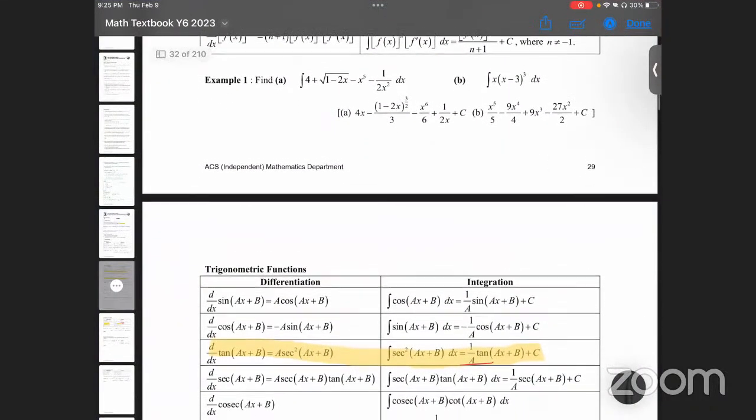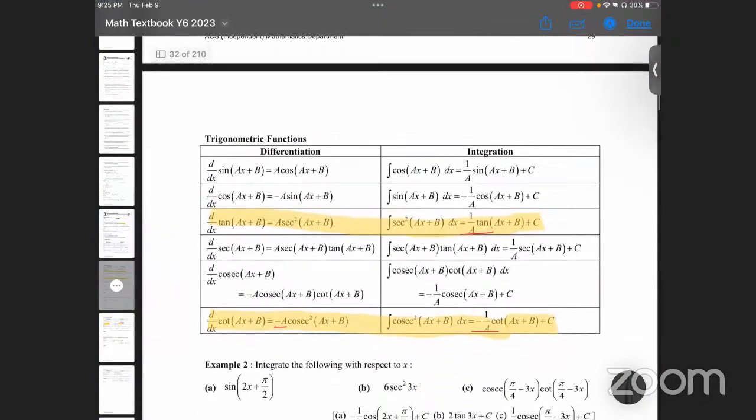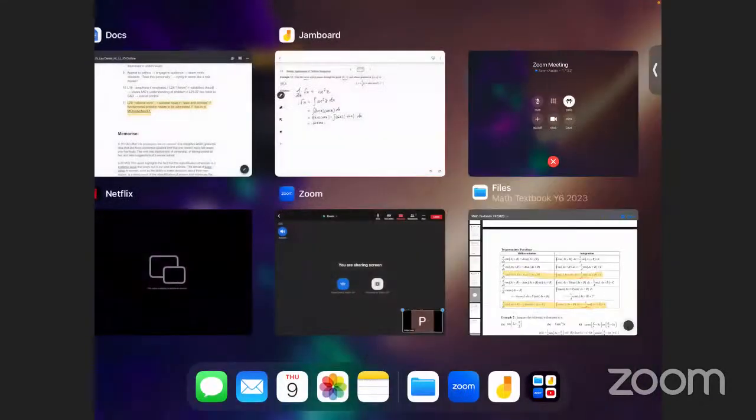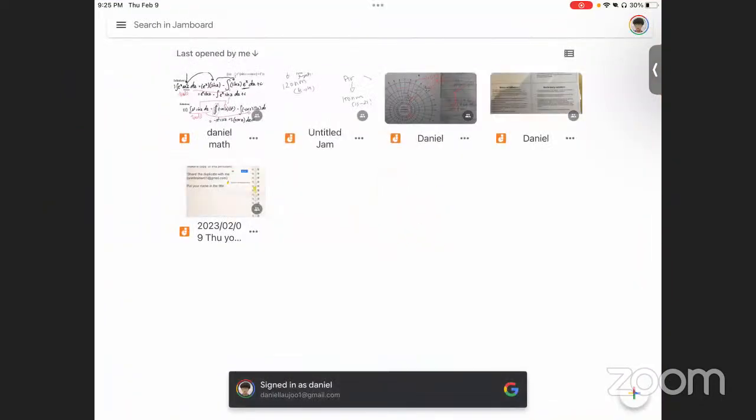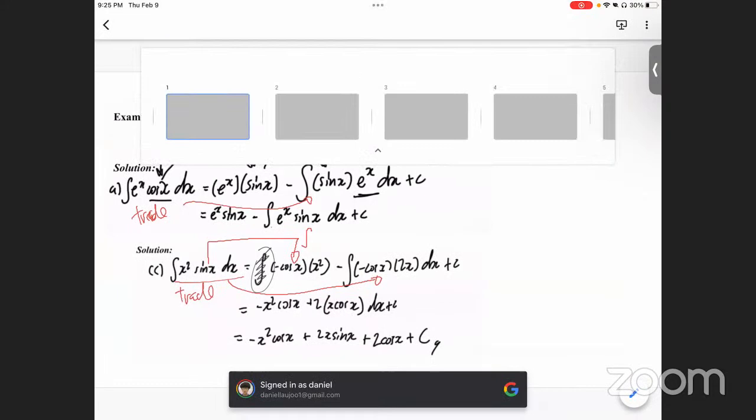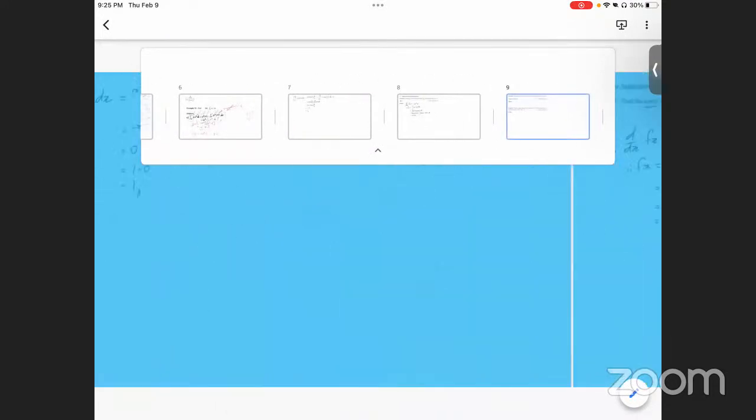Now, go in and out of the Jamboard. Your Jamboard is like, it sucks. I typed so long already, it doesn't update. I think that's how Jamboard on iPad does. Not your fault. You just have to go in and out.